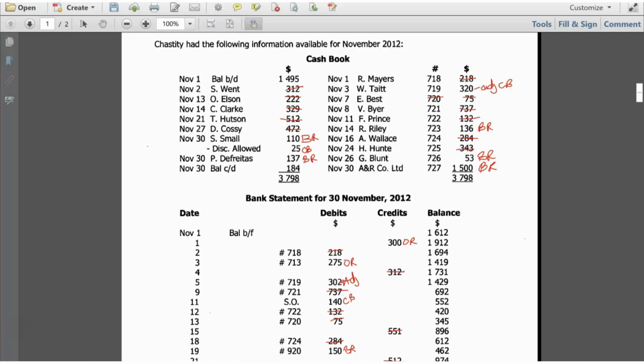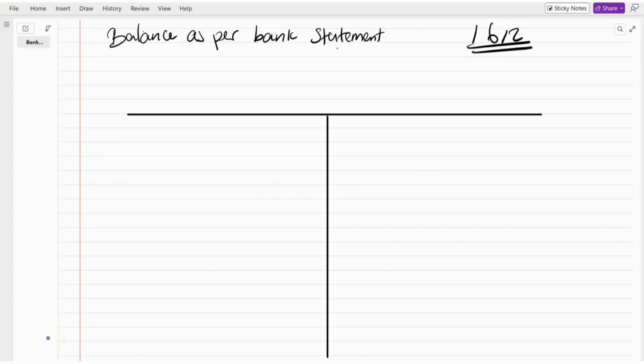But when we're doing the updated cash book, we have to put it on whichever side the balance carried down is on. When we do the updated cash book, we would put it on the opposite side as the balance brought down. So let's see what that looks like. So we have here in the cash book for Chastity, balance carried down of 184 on the debit side of the cash book. I already have the T account drawn up, so we can get going with writing it up.